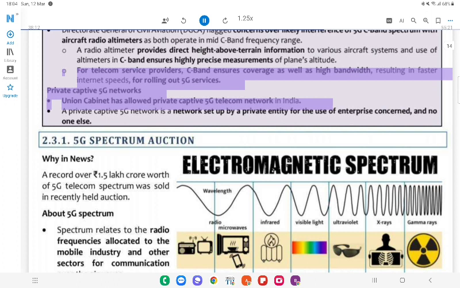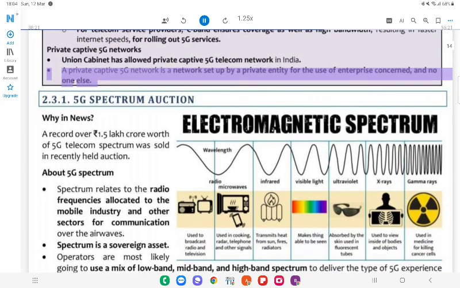Private captive 5G networks: the Union Cabinet has allowed private captive 5G telecom networks in India. A private captive 5G network is a network set up by a private entity for the use of its enterprise consumers and no one else.